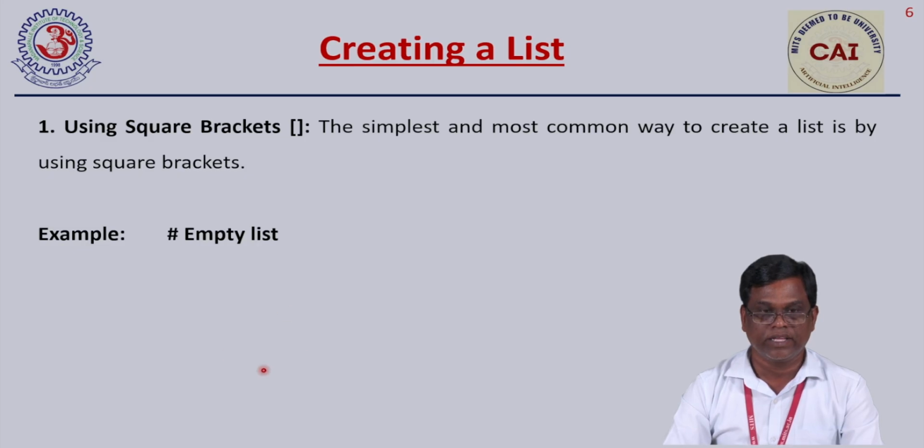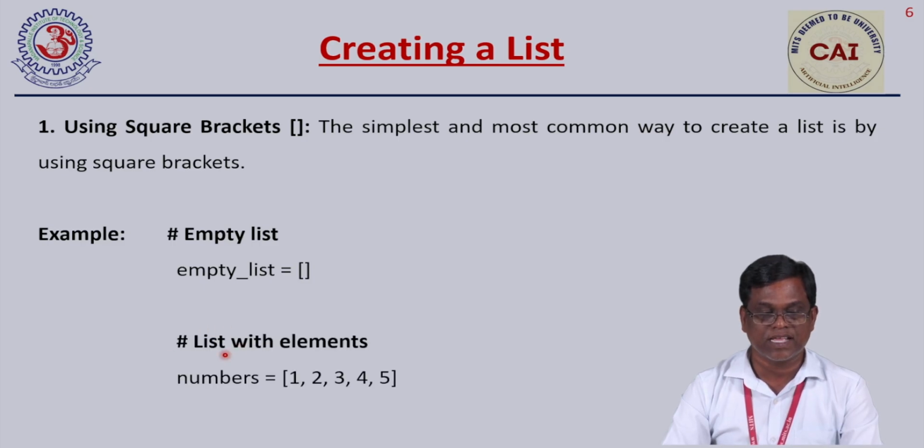And here are the different ways we can create a list in Python programming. The first method is using the square brackets. This is the simplest and most common way to create a list. See this example: I'm creating an empty list. Empty list is equal to square braces without any elements. So it will create a list without any elements.